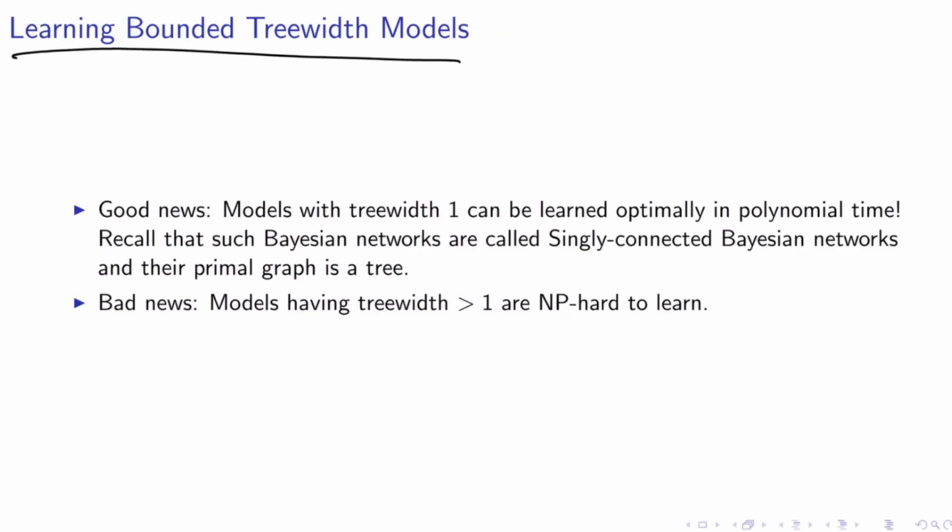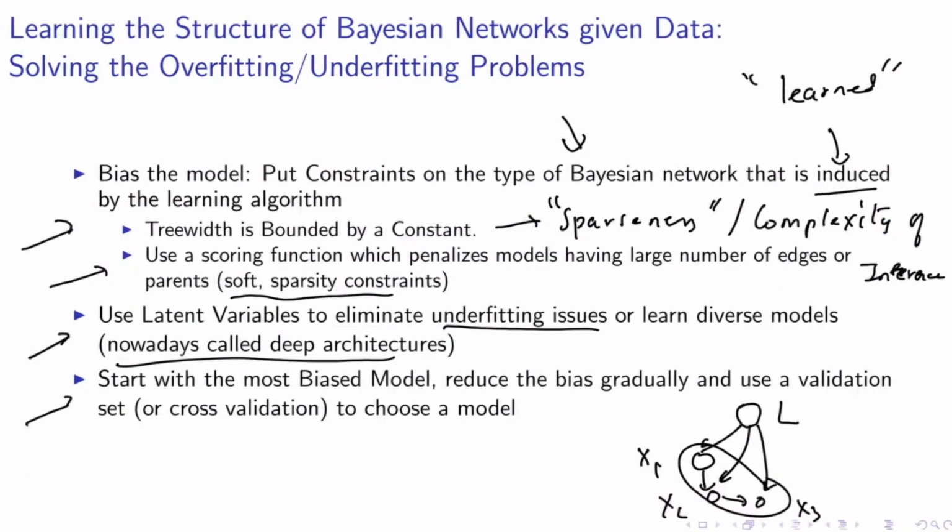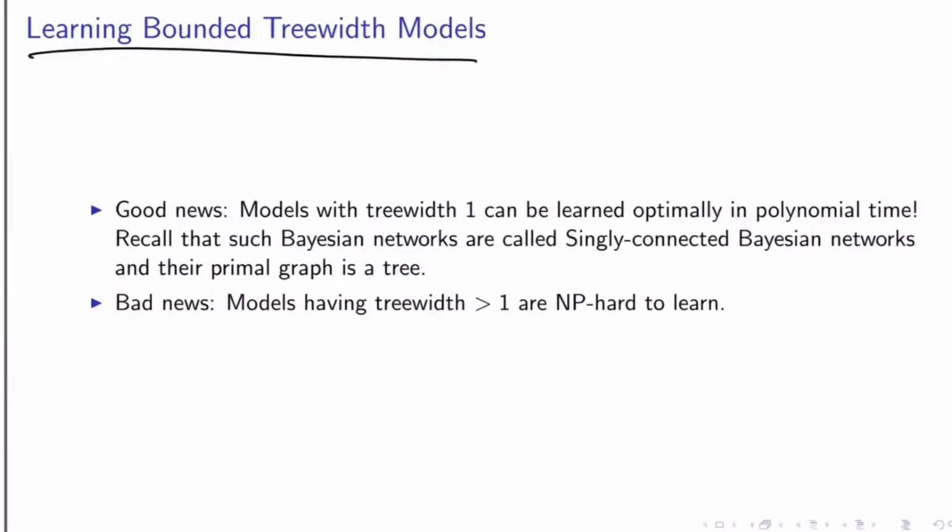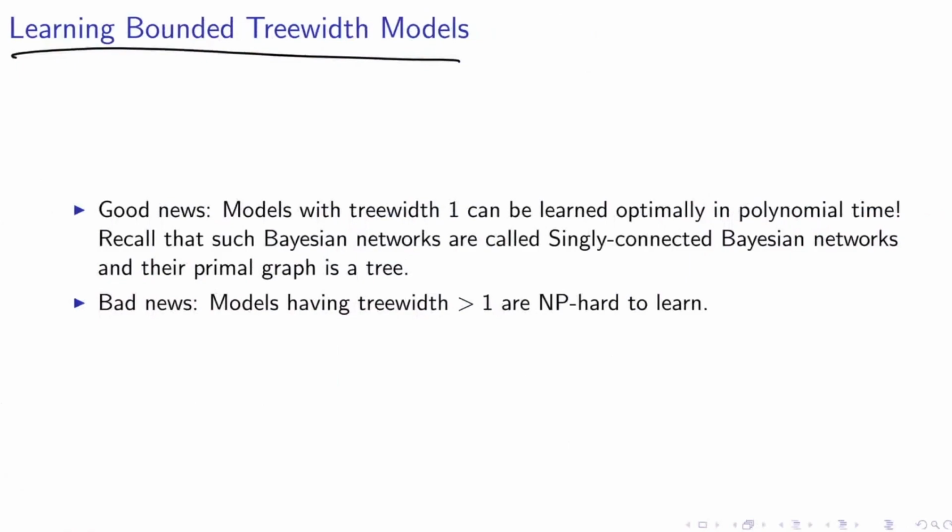So the first thing that I'm going to cover, right? I'll cover three things essentially: learning bounded tree width models, then using latent variables, and then using scoring functions. Okay, so let's start with learning bounded tree width models.